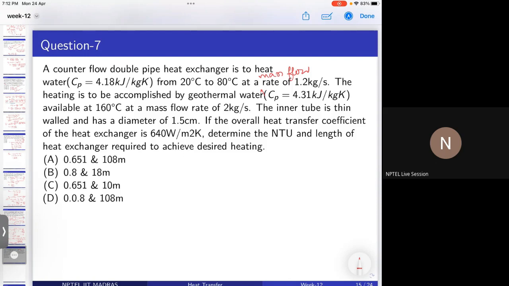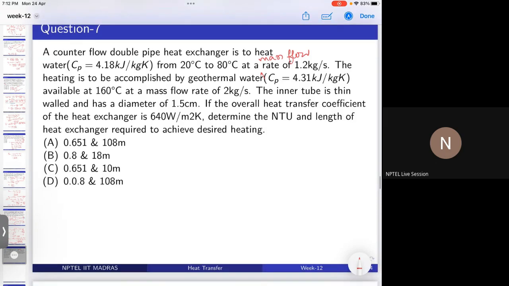In this question, we are given a counterflow heat exchanger. The cold fluid enters at 20 degrees Celsius and is to be raised to 80 degrees Celsius.